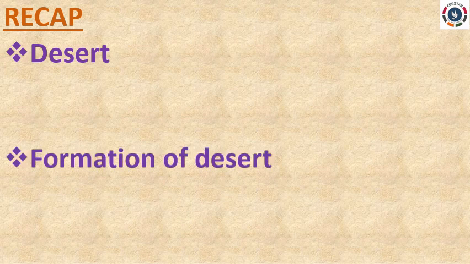Before we start today's session, we'll have a small recap of the previous video class. First, we'll see about desert. So, what is desert? Desert can be defined as an area where there is very scanty or no rainfall, and so the vegetation will be very little. So, deserts are areas which receive very little rainfall.